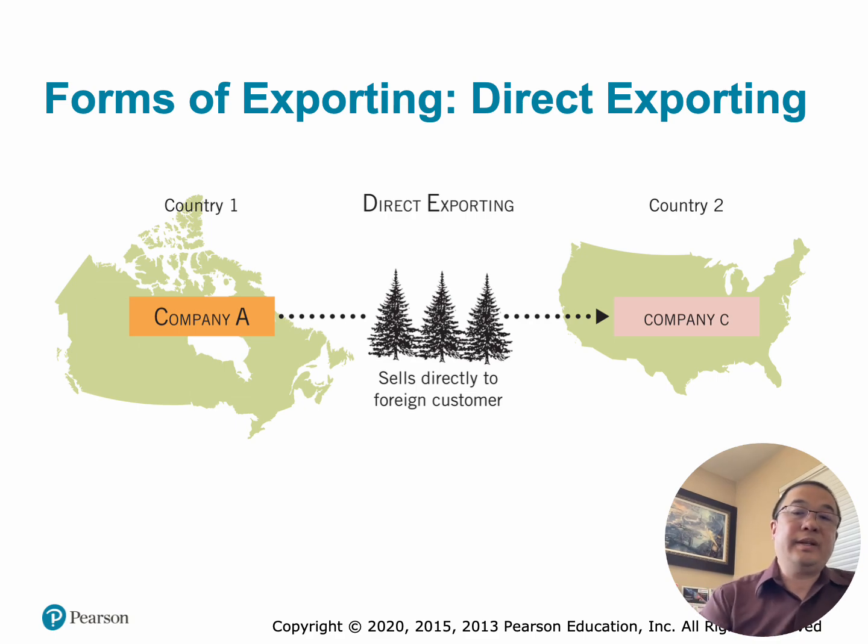The advantages of direct exporting include higher profit margins, so there's no intermediary taking a commission. More control. Company A controls pricing and branding, as well as marketing and customer relationships. Better market knowledge. Direct contact with customers helps the company understand foreign market needs. And then finally, stronger customer relationships. So this builds long-term relationships with overseas distributors and buyers.